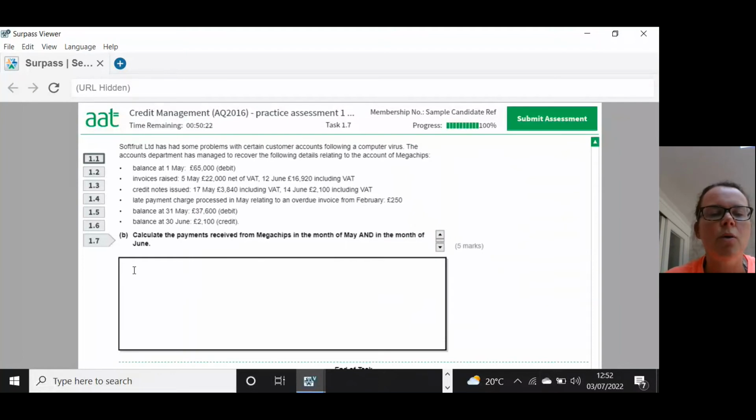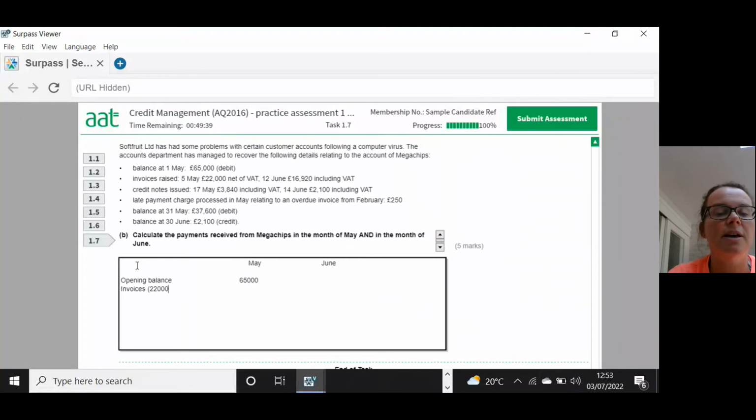Now, it's very awkward because you can't use the tab key on these exams, and then it's asking you for 2 months. So I'm just using the space bar to sort of try and do some kind of table, which I think is going to be your best bet. So the opening balance in May, 65,000. If we then do the invoices, so we've got for May, we've got 22,000 net of VAT. So again, I would show the examiner as much as possible.